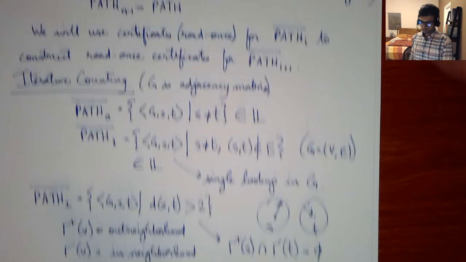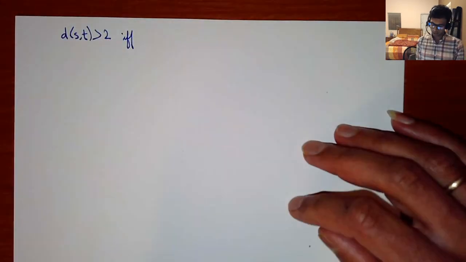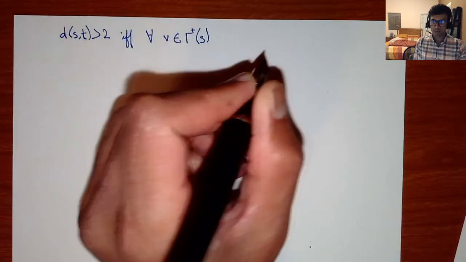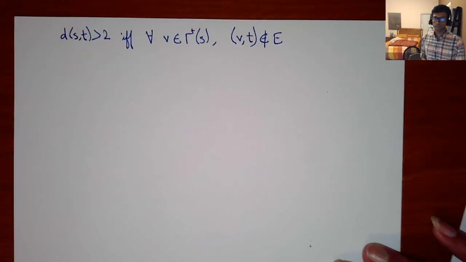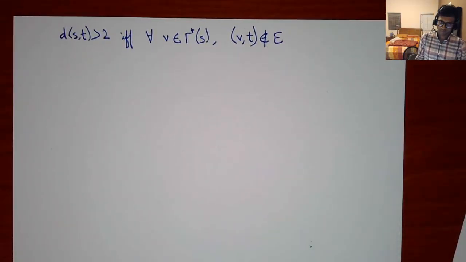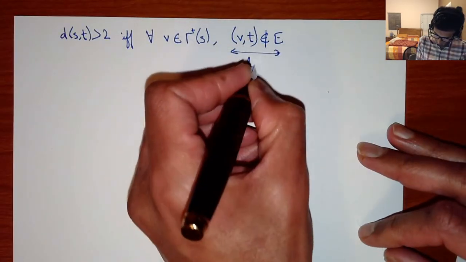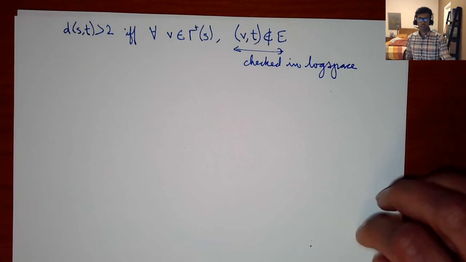I'm just going to write this out. There's another way. I'll just say that d(S,T) is greater than 2 if and only if for all vertices V in the out neighborhood of S, VT is not an edge. Okay, this can be checked in log space.